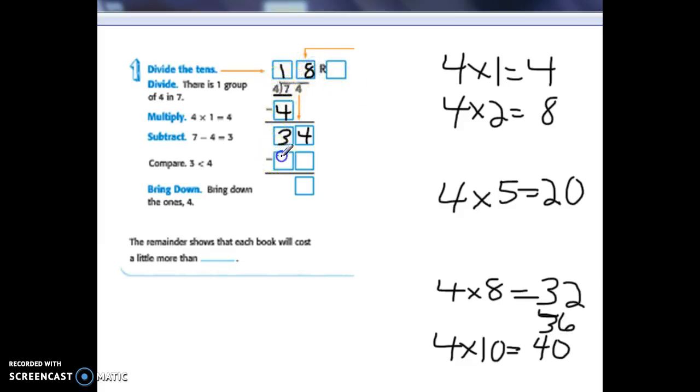8 times 4 is 32. We do our subtraction. 3 minus 3 is nothing. 4 minus 2 is 2. So what's our remainder? Goes right here. There's our 2. And so the cost of the books. This remainder shows that each book will cost a little more than $18. And you have a little bit left over, but so each book's going to cost $18 and you're going to have a remainder of $2. And so you've now completed that problem.